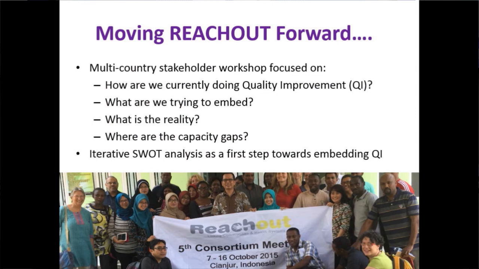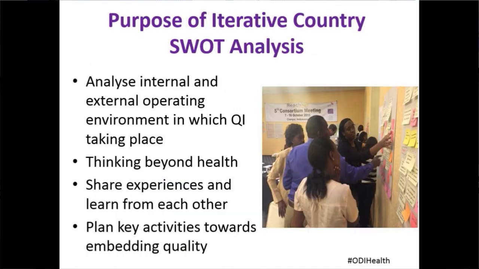So I was asked to come out to help facilitate a meeting for Reachout in looking at how we can move forward from this project or researcher-led quality improvement to really getting it far more locally led. And what we did here was we had a multi-country stakeholder workshop which looked at how we're currently doing quality improvement, what is it that we're trying to embed, what is the actual reality on the ground, and where are those capacity gaps. And so we went through what I would call an iterative analysis, looking at strengths, weaknesses, opportunities and threats for embedding quality improvement.